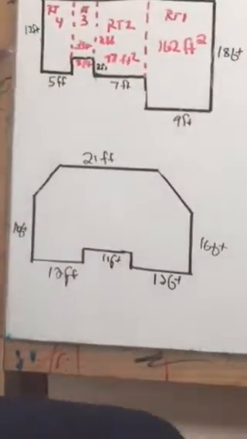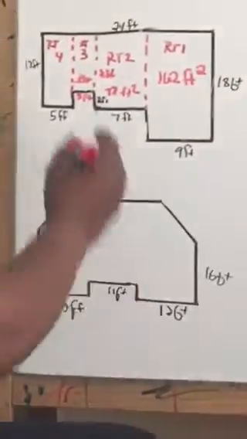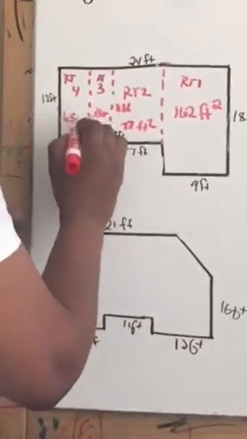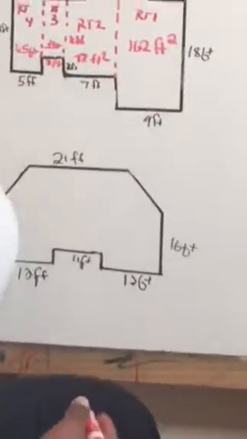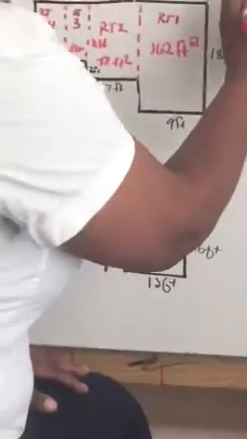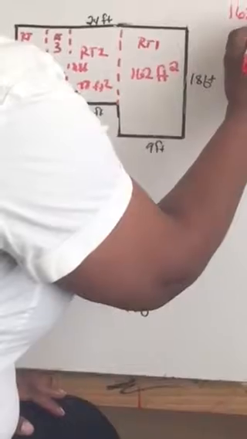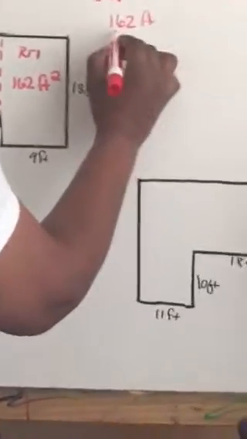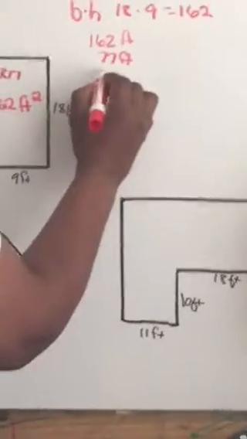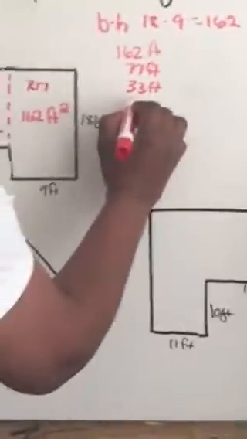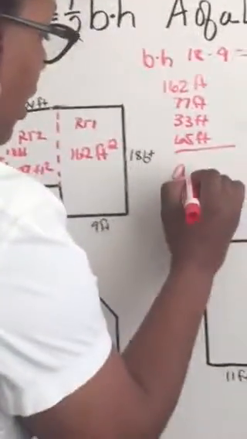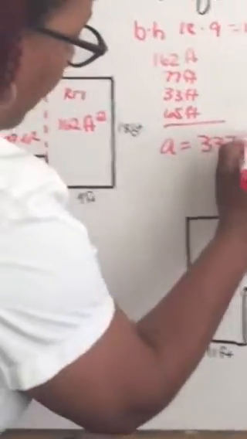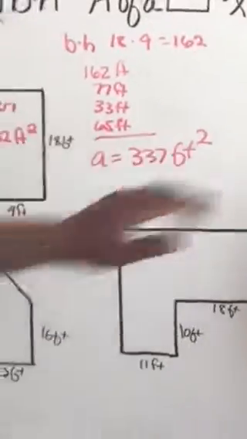Over here you have 13 times 5, which will give you 65 feet. Now you have to add all of your areas together in order to get your total. So that'll be 162 feet plus 77 feet plus 33 feet plus 65 feet, which will give you a total area of 337 feet square. You cannot forget your feet square to square it off.